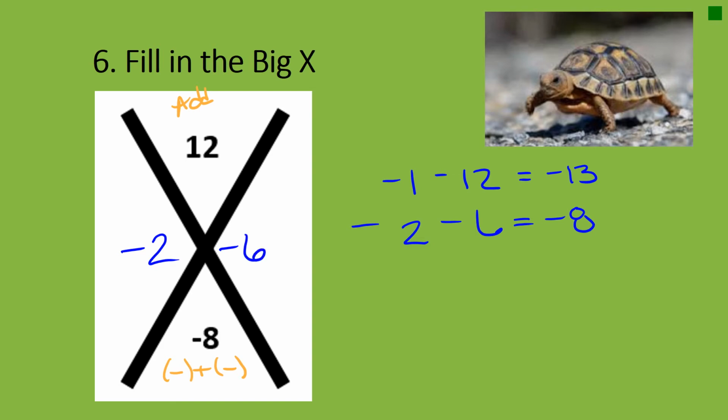There you go. Again, remember, double check. Negative 2 times negative 6 gives me the top number, positive 12. Negative 2 minus 6 gives me the bottom number, negative 8.